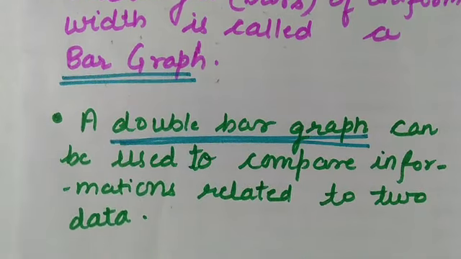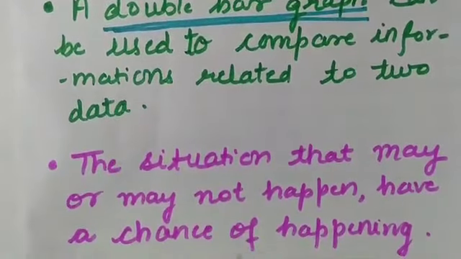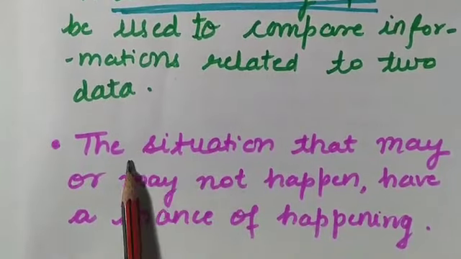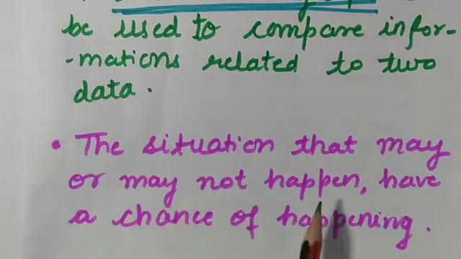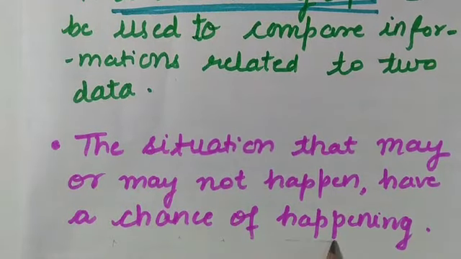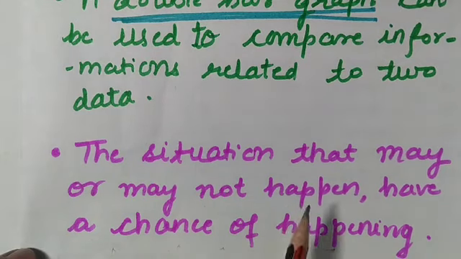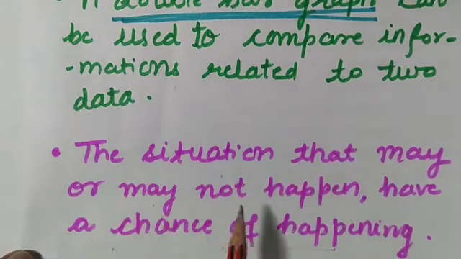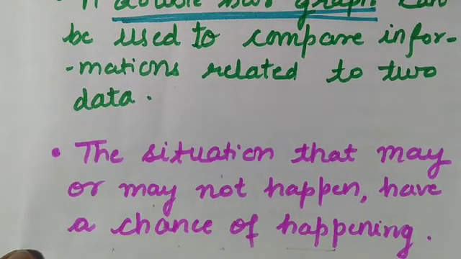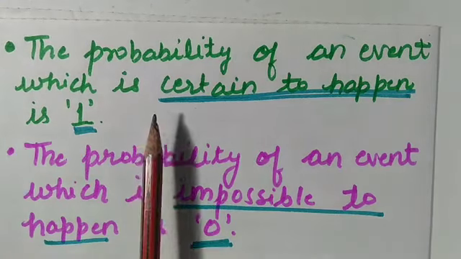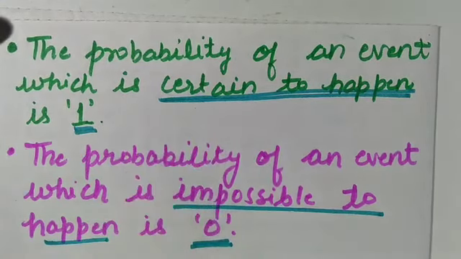After that we have learned about probability. The situations that may or may not happen have a chance of happening. So the situations which are doubtful, or you can say may or may not happen, where we are not sure about their happening, have a chance of happening. In this we have learnt about probability. Probability is the happening of an event.